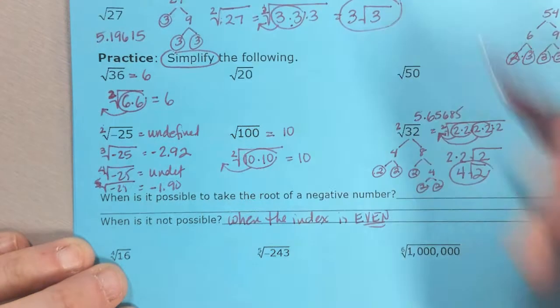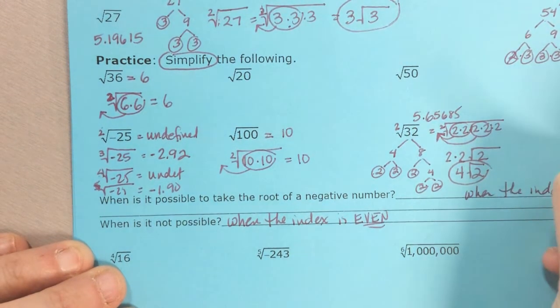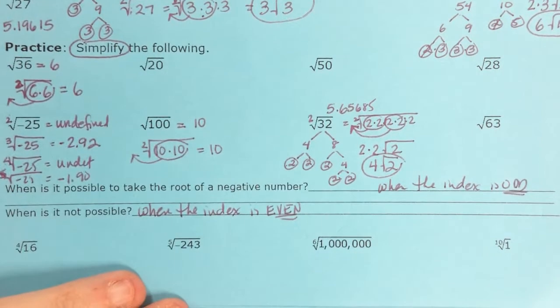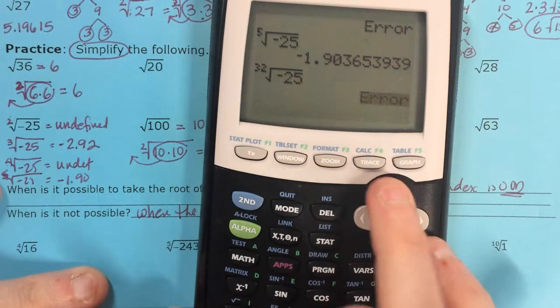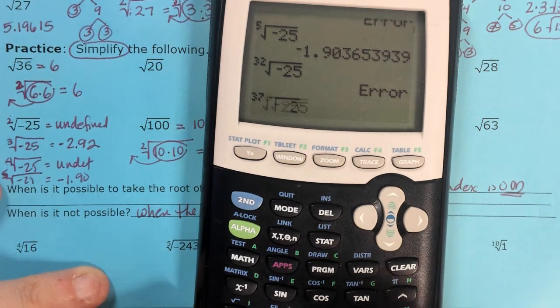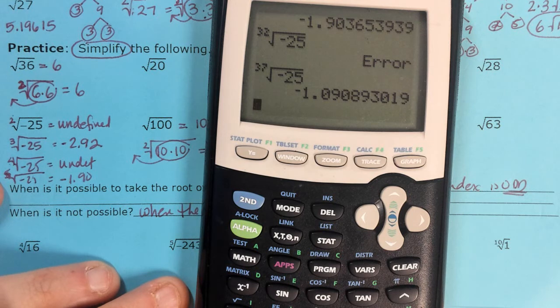Now, these have an odd index. Meaning they can't be divided by 2. So let's try an odd index. Let's just pick, let's say negative 37. Gave me a number. Okay? So when I have an even index, I cannot take a root of a negative number, but when it's an odd index, I can. Okay?